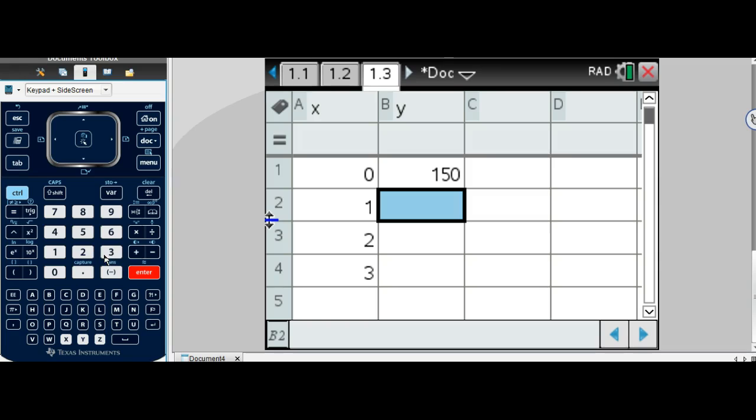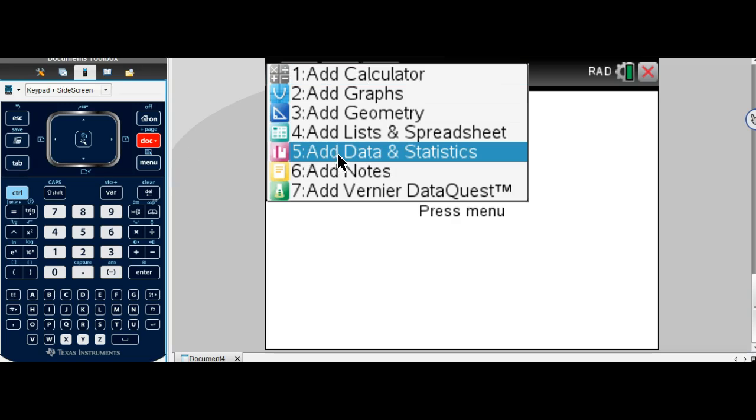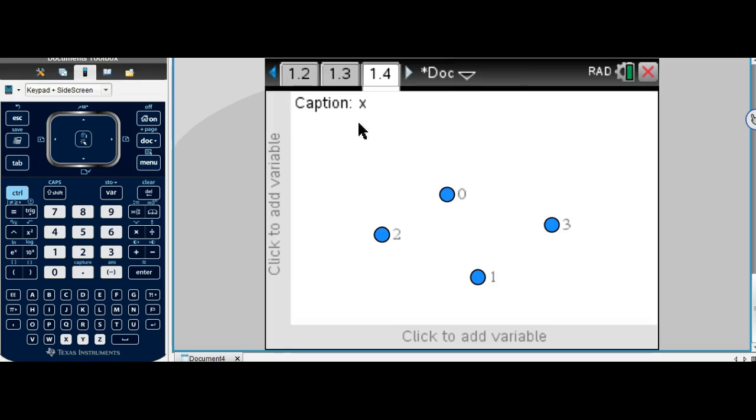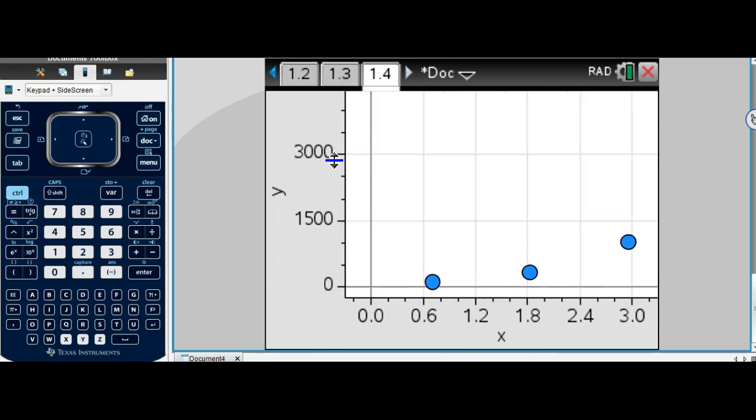150, 450, 1350, and 4050. Make sure you push enter after your last number. Add a new page. We want data and statistics this time to make a scatter plot. You have to click on the X to make it your x-axis. Click on the Y to make it your y-axis, and we see this curve, this skateboard ramp going on here.